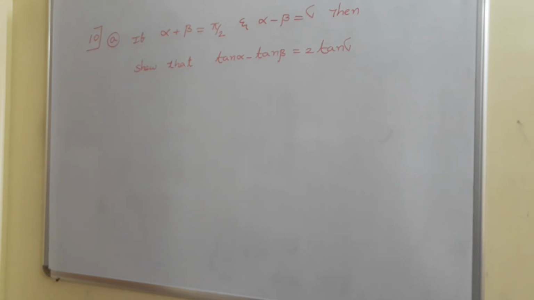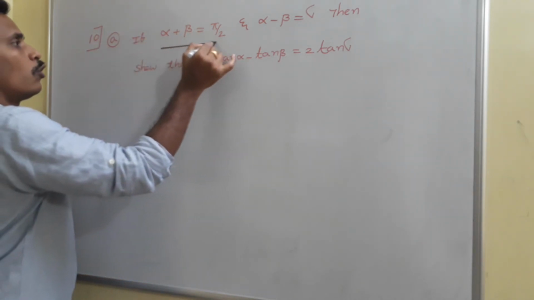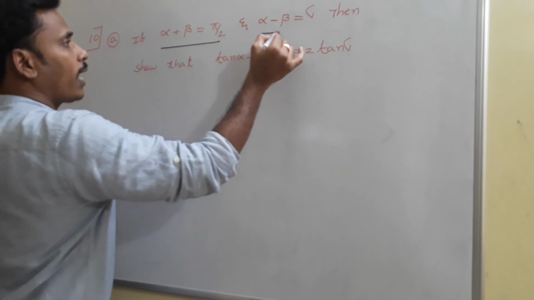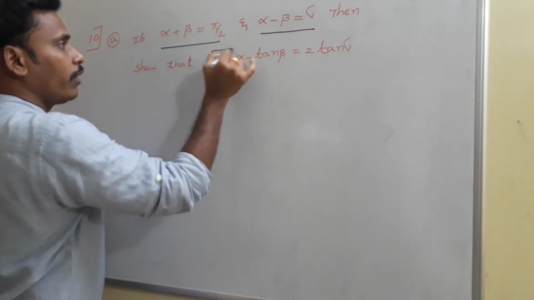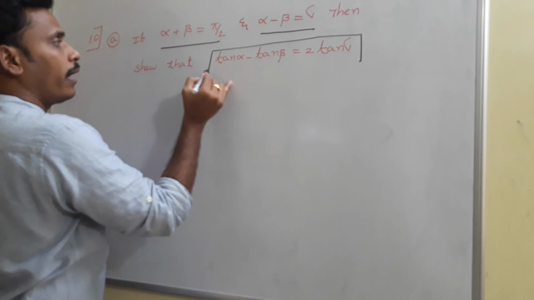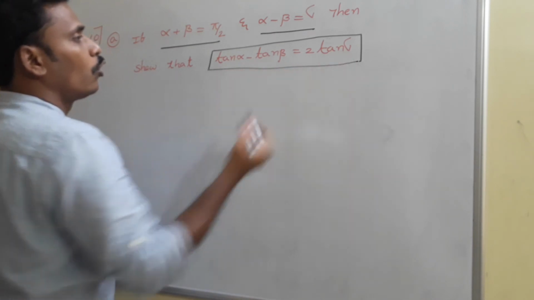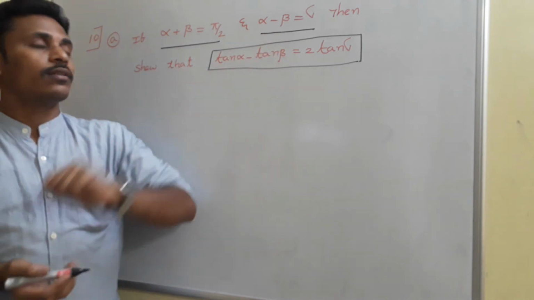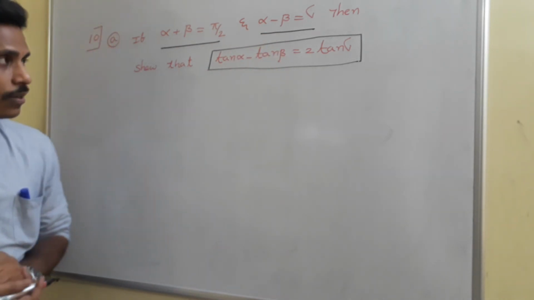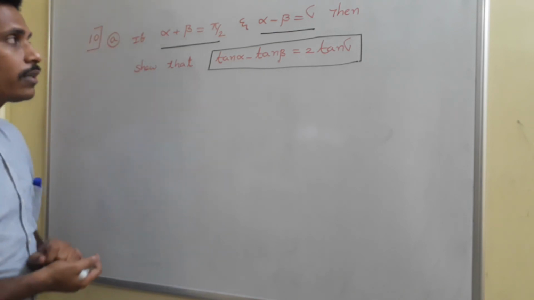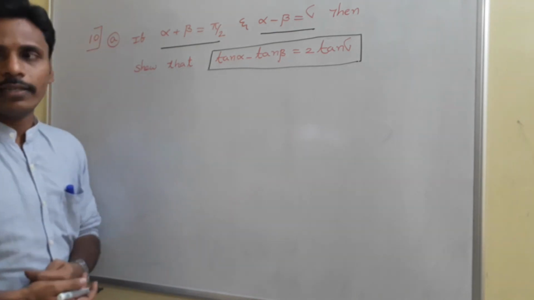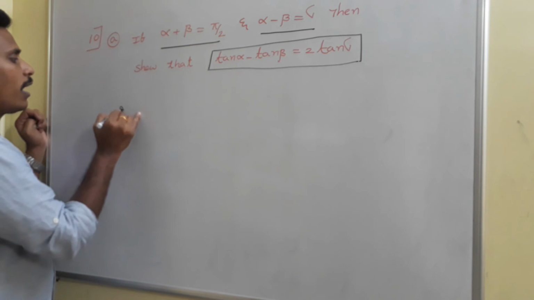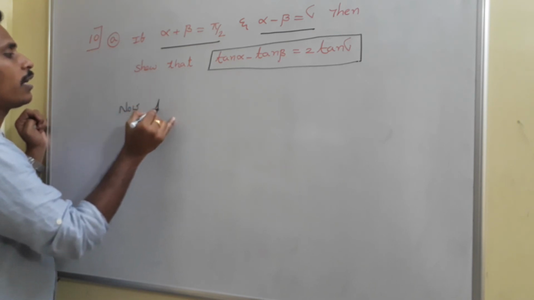Look there, alpha plus beta is pi by 2 and alpha minus beta is gamma. See, I have two angles alpha and beta whose summation is pi by 2, and two angles whose difference is gamma. From there we need to show that tan alpha minus tan beta is equals to 2 tan gamma. For that you just start with tan gamma, that's enough, right? Okay, now I will start my discussion with tan gamma.